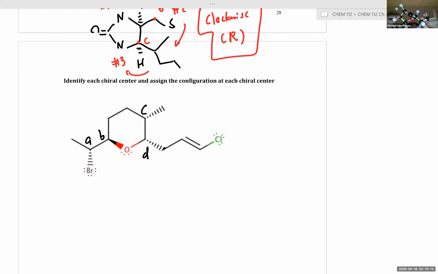Okay, so here's what this molecule looks like as a 3D depiction. So let's start with the easy one. Let's start with center A. Now all we have to do is rotate our center so that our hydrogen's pointing away from us, and then we draw what we see.